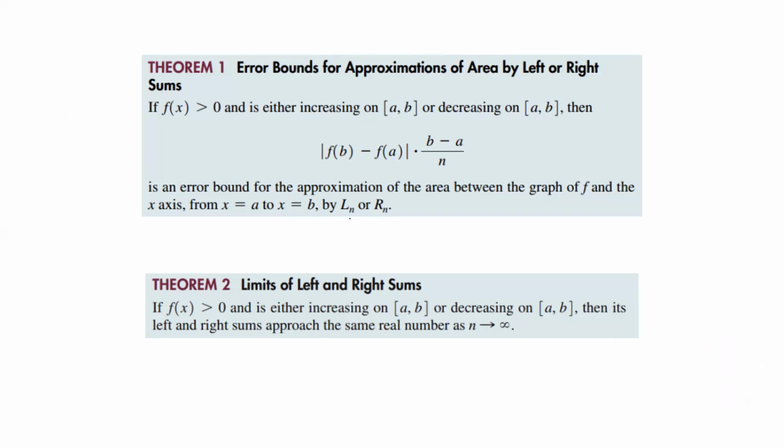Now the limit of left and right sums. Well, if f of x is greater than 0 and is either increasing on a to b or decreasing on a to b, then its left and right sums approach the same real number as n approaches infinity. So that's the key. As n gets close to infinity, it's going to approach the same value. Okay, but we're not going to be able to break them down an infinite amount. And so we'll do something else. So let's pause there and we'll come back with an example.